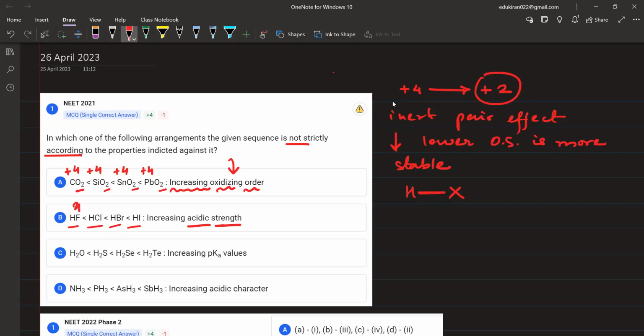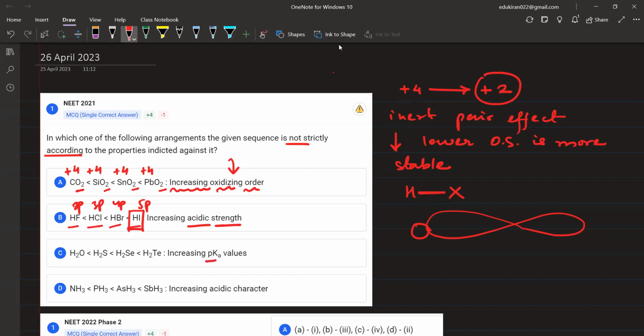Fluorine is in the second period, so it is using 2p. Chlorine is using 3p, bromine is using 4p, and iodine is using 5p. Obviously, hydrogen is very small, an s subshell, and 5p will be very large, and that is why the extent of overlapping will be very low. And that is why HI is going to be the best acid here. And hence we can say that this is also the correct order.